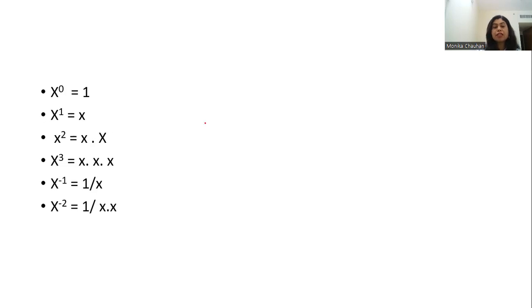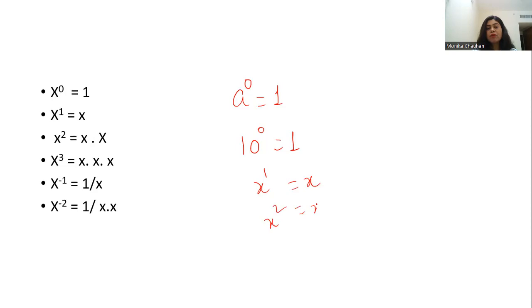So anything in exponents, a raised to the power 0, is always 1. Anything to the power 0 becomes 1. Whether it is x or a number, 10 raised to the power 0 is always 1. And I'll show you the proof also of why it is 1. When you have x raised to the power 1, it is simply x. When you have x square, it means x into x. So you have to follow this pattern, how it is coming up.